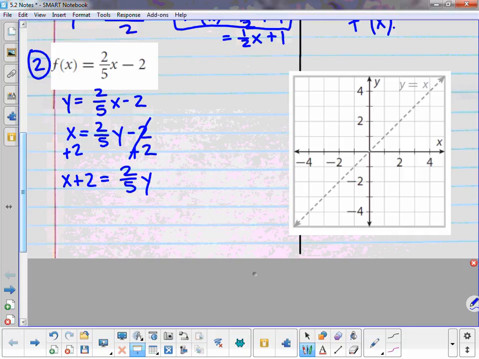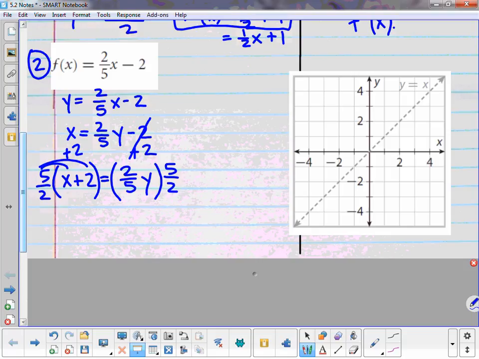And how do we get rid of this fraction in front of y? Well, the opposite of multiplying by something is to divide. And when we divide fractions, we times by the reciprocal. So what we can do is we can multiply each side by the reciprocal of 2/5. The reciprocal is when we flip it, so the reciprocal would be 5/2. So if we multiply 5/2 to each side, then we need to distribute the 5/2 on the left side here.